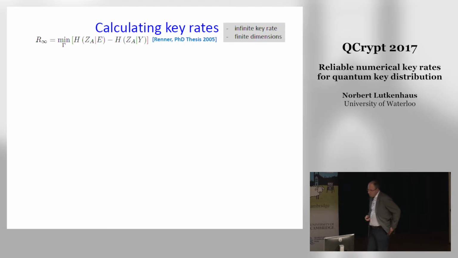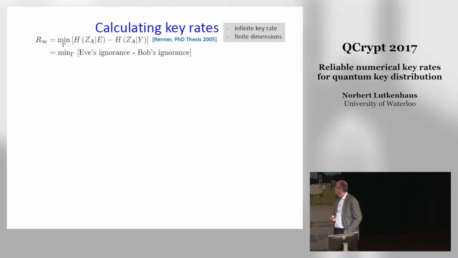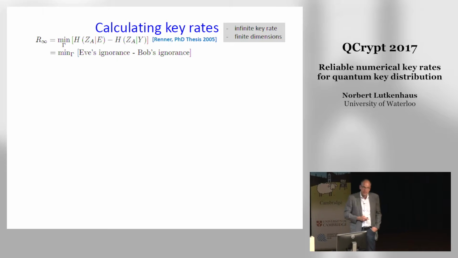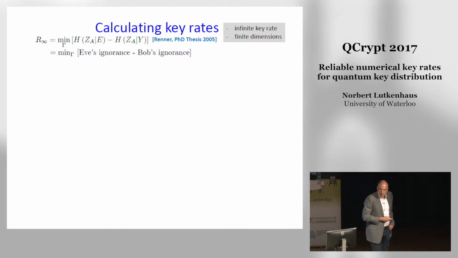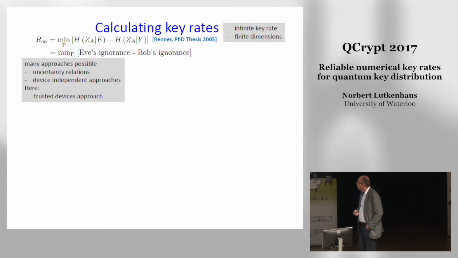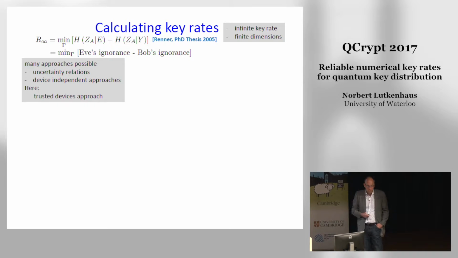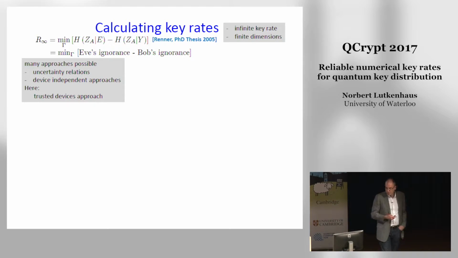So the overall goal, thanks to Renato, is quite clear in the infinite key limit. We have to evaluate a difference between 2 entropies, which we can interpret as the difference between Eve's ignorance and Bob's ignorance about Alice's data. There are many ways you could execute this minimization, because we have to go to the worst case scenario. That's really what this minimization is, right?